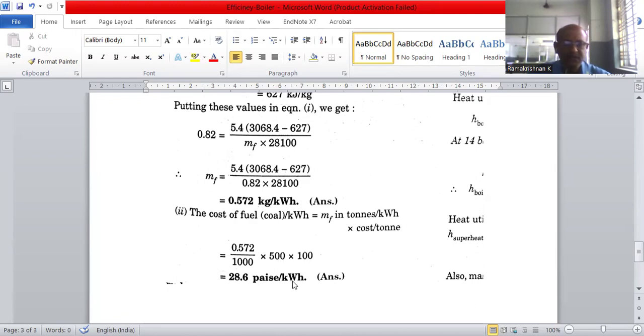The fuel cost per kilowatt hour can be expressed in terms of paise. So it is 28.6 paise per kilowatt hour. So for 1 unit of power to be generated, the fuel costs 28.6 paise. It is actually derived from the data given, that for 1 ton, the fuel cost is 500. So we only had to find the fuel cost per kilowatt hour of power generated. This is about the problem using the boiler efficiency.